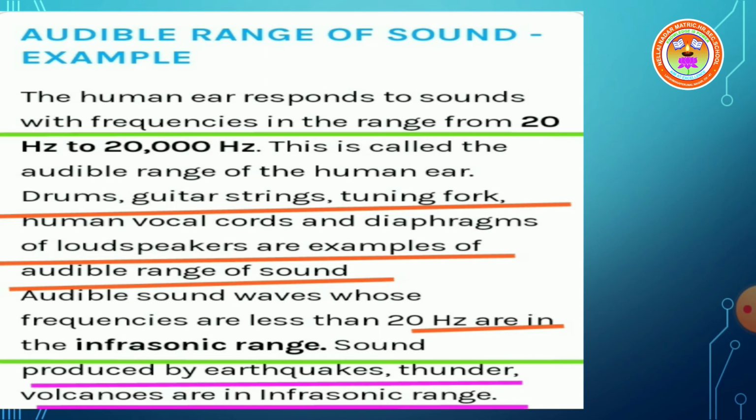What is the infrasonic range? Sound waves whose frequencies are less than 20 hertz are in the infrasonic range. Sounds produced by earthquakes, thunder and volcanoes are examples of the infrasonic range.